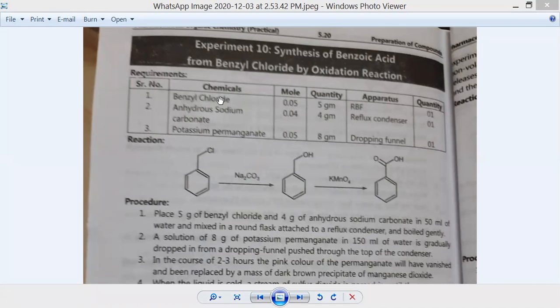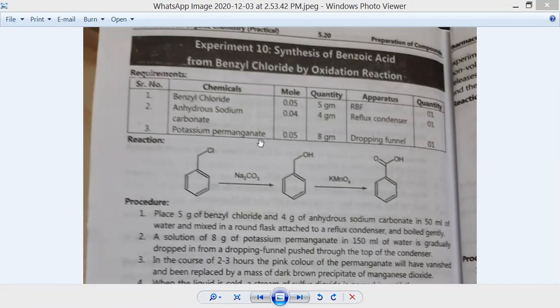See here, the potassium permanganate and benzoyl chloride are in the same quantity. That means if X amount of benzoyl chloride is taken, then X amount of potassium permanganate is required for the oxidation of that particular reagent. But here we require less quantity of sodium carbonate, because even in less quantity it can do the reaction, as it is used as a base. So these are the mole quantities which we have calculated from the reaction.